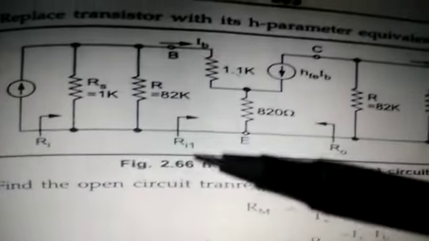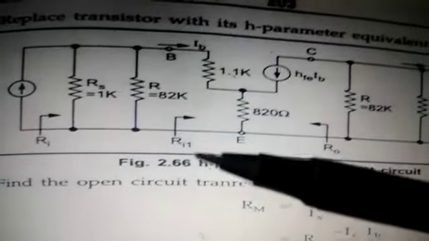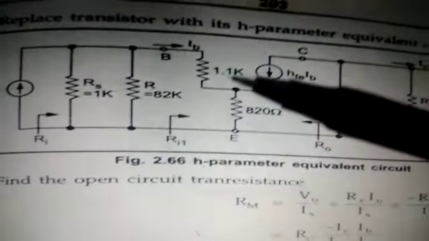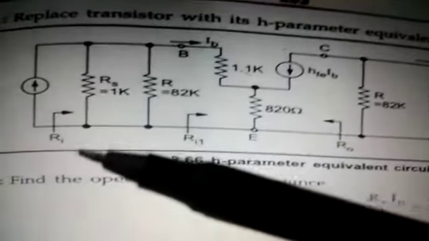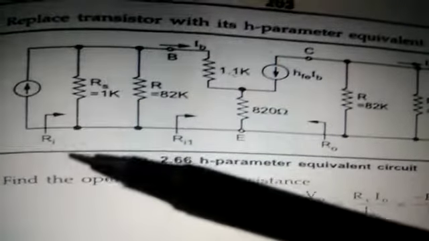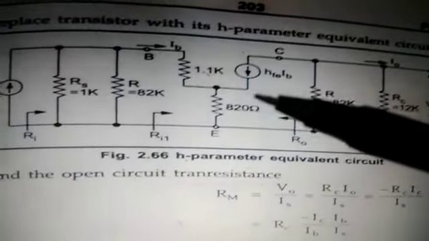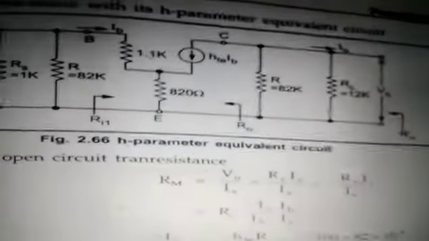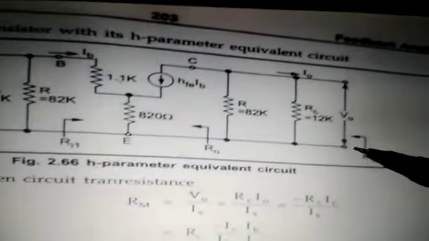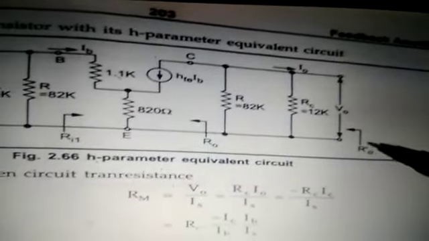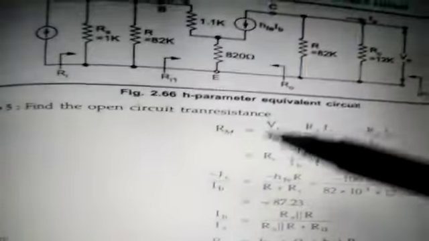So this is the Ri1, the input resistance of the transistor itself. This is the effective input resistance Ri. This is the output resistance of the transistor itself, and finally this is the effective output resistance of the whole circuit.